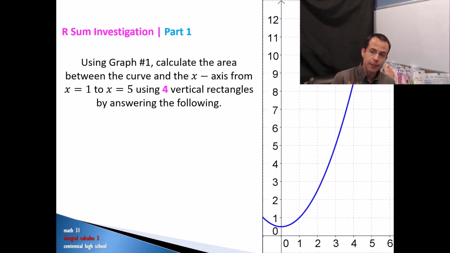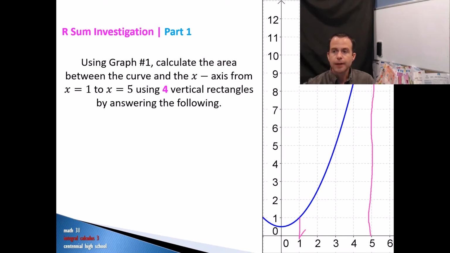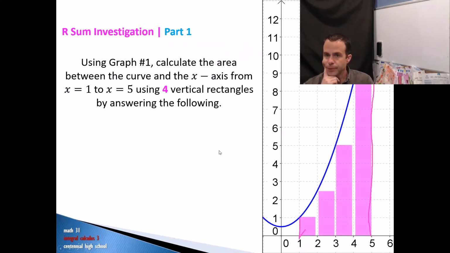You'll notice you have 3 different diagrams here, part 1, part 2, part 3. Using graph 1, I'd like you to calculate the area between the curve and the x-axis from x equals 1 to x equals 5. So I want to go from x equals 1, right here, to x equals 5. I'm trying to figure out the area under that curve. I want 4 vertical rectangles, so I'm going to place my vertical rectangles like so.